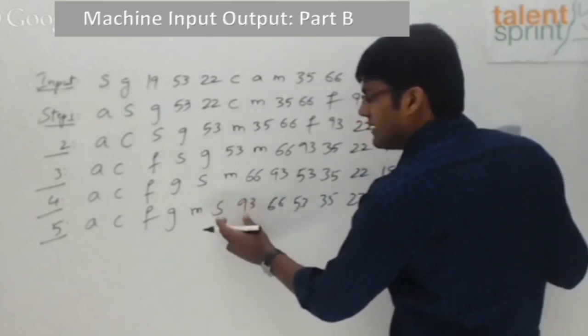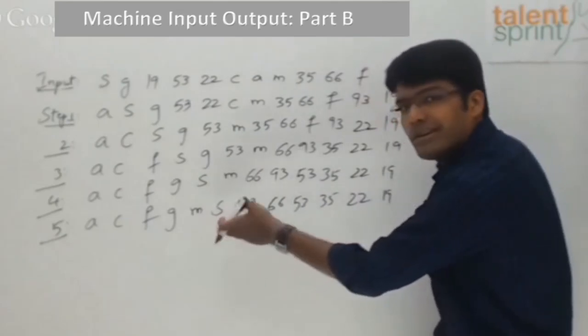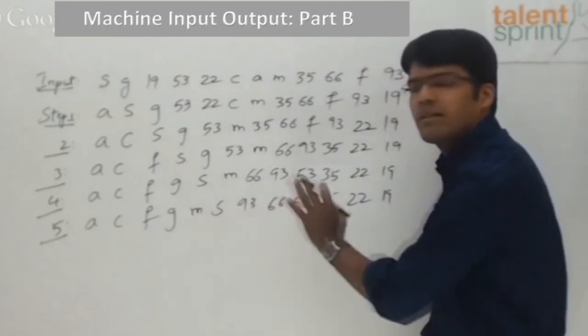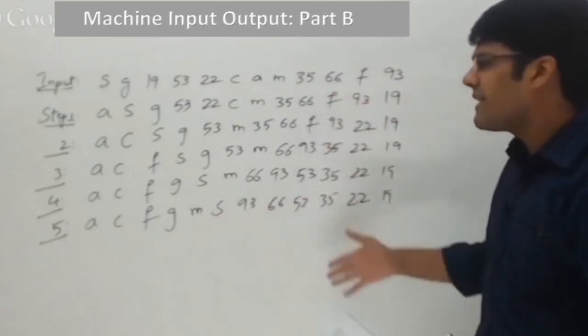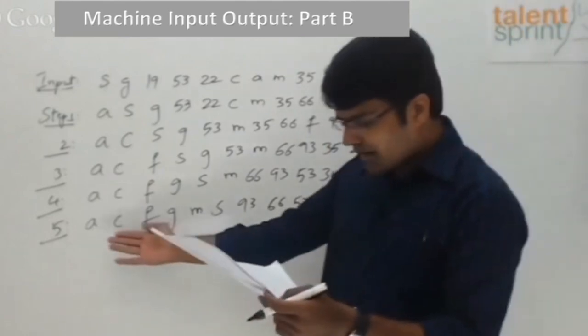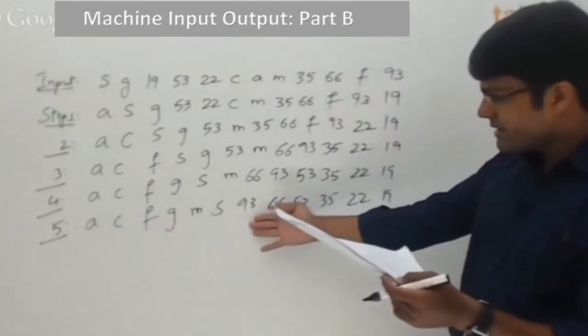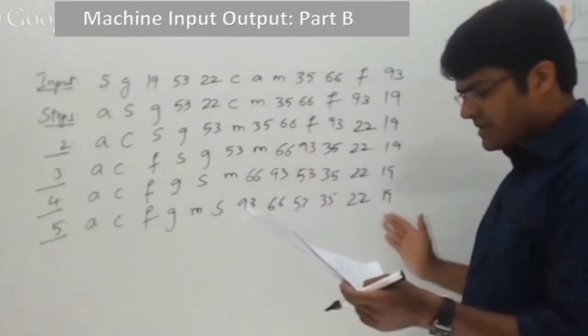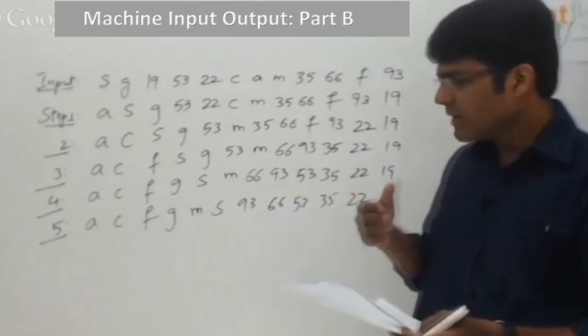Now, clearly, the next step is not required because S has already come in its correct position. 93 is already in its right position. So I think in 5 steps, you've got it. So that's the output. Words are in alphabetical order: A, C, E, F, G, M, S. Numbers are in descending order. Now look at the questions.